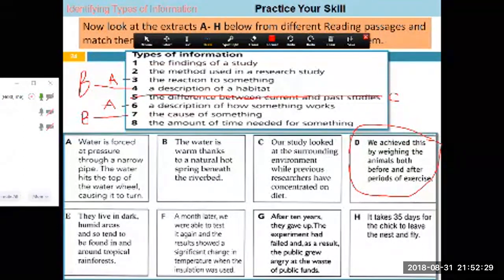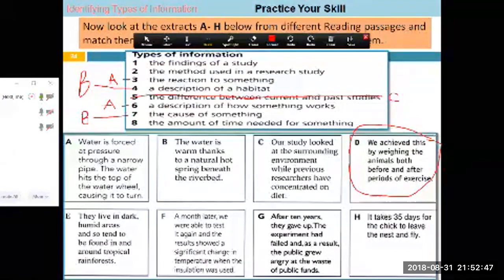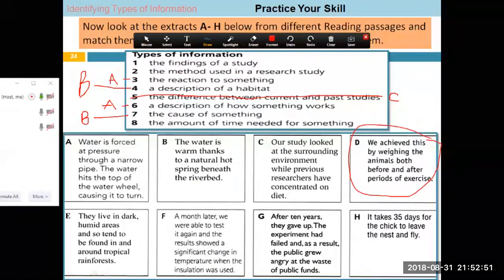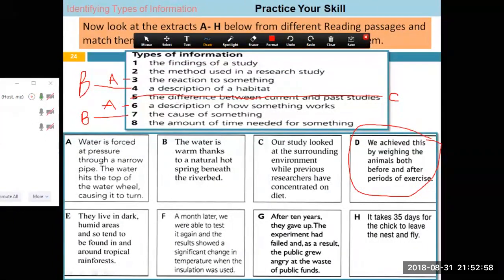And in that you may say that, well, first we placed some cameras over here, then we kept these animals hungry for 10 hours, then we gave every animal this much of food, and then after 30 minutes we gave them this much of water, then we made them run. So this whole arrangement that we are doing to find out some results, this arrangement is known as the method used in a research study.